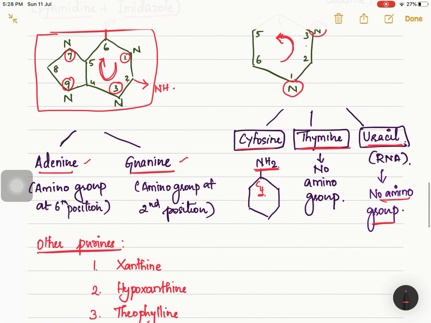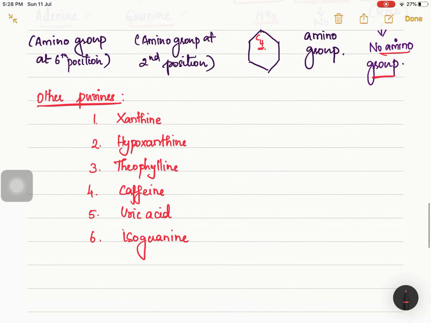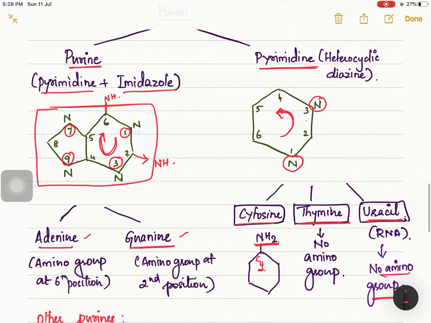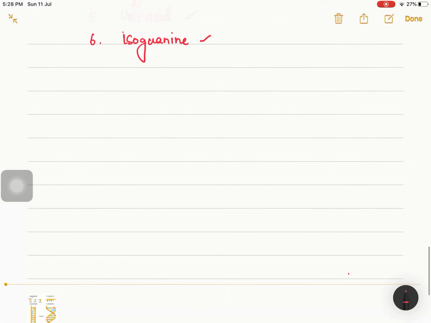We know adenine and guanine as the common bases. Apart from that, I need to tell some other purines present. They are xanthine, hypoxanthine, theophylline, caffeine, uric acid and isoguanine. These are also purines which are present in our body.